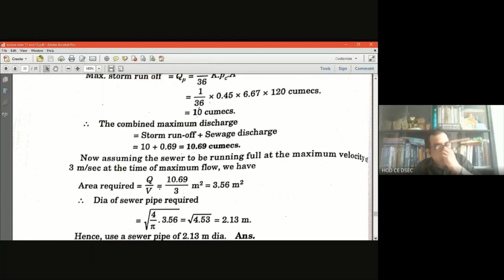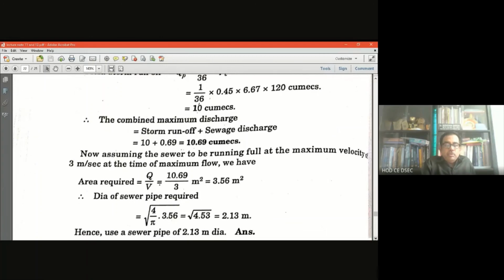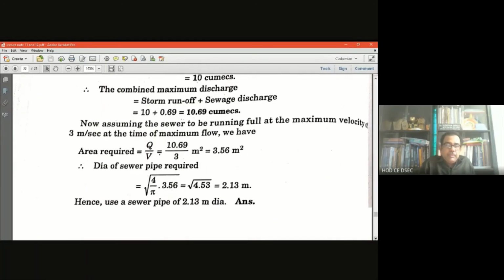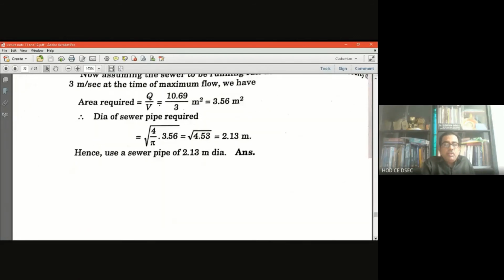Although it is a partial flow, we are assuming that running full, the maximum velocity will be maintained. So what will be the area required? Area is Q by V. Q you have got, V is given. So area required. Now what will be the diameter? Pi D squared by 4. From that you can find the diameter, 2.13 meter, that is the combined sewer diameter.